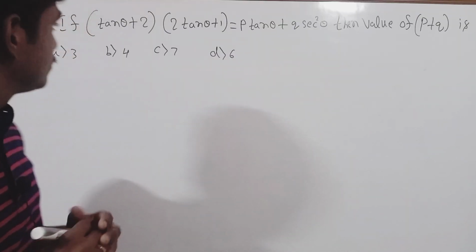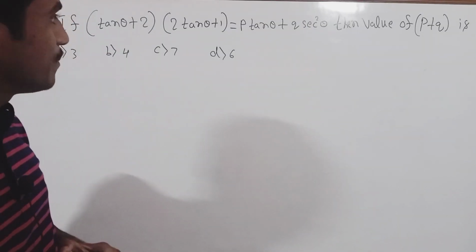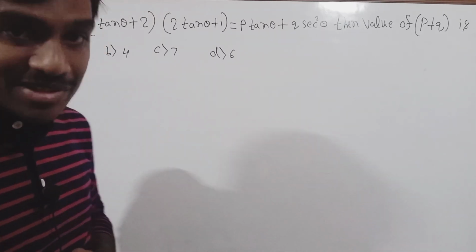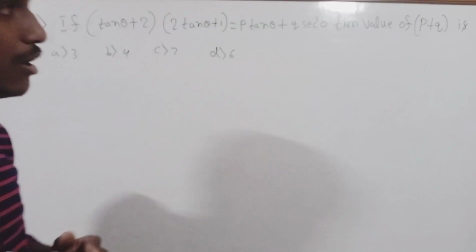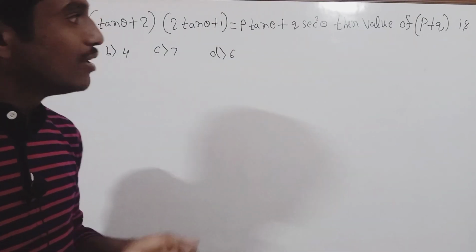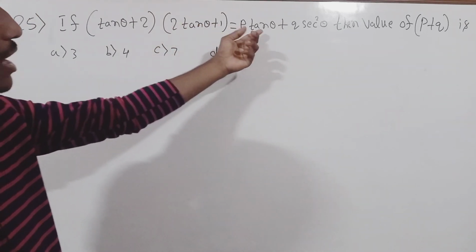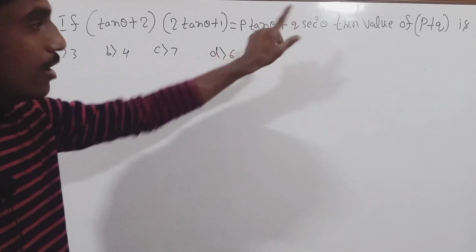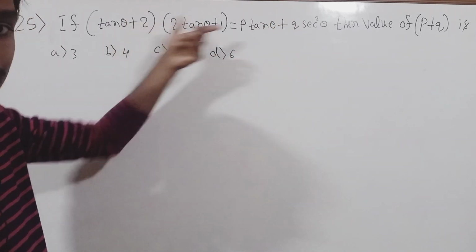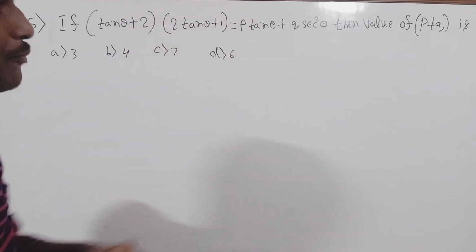Now the next question. If tan theta plus 2 into 2 tan theta plus 1 equals P tan theta plus Q secant square theta, then what is the value of P plus Q? That's what we need to find. In order to find P plus Q, first we need to know what is P and what is Q. Then we can add. If you look at the question, P is here, Q is here. So we try to equate the LHS with the RHS. If we can equate LHS with RHS, then we'll get the value of P and Q.